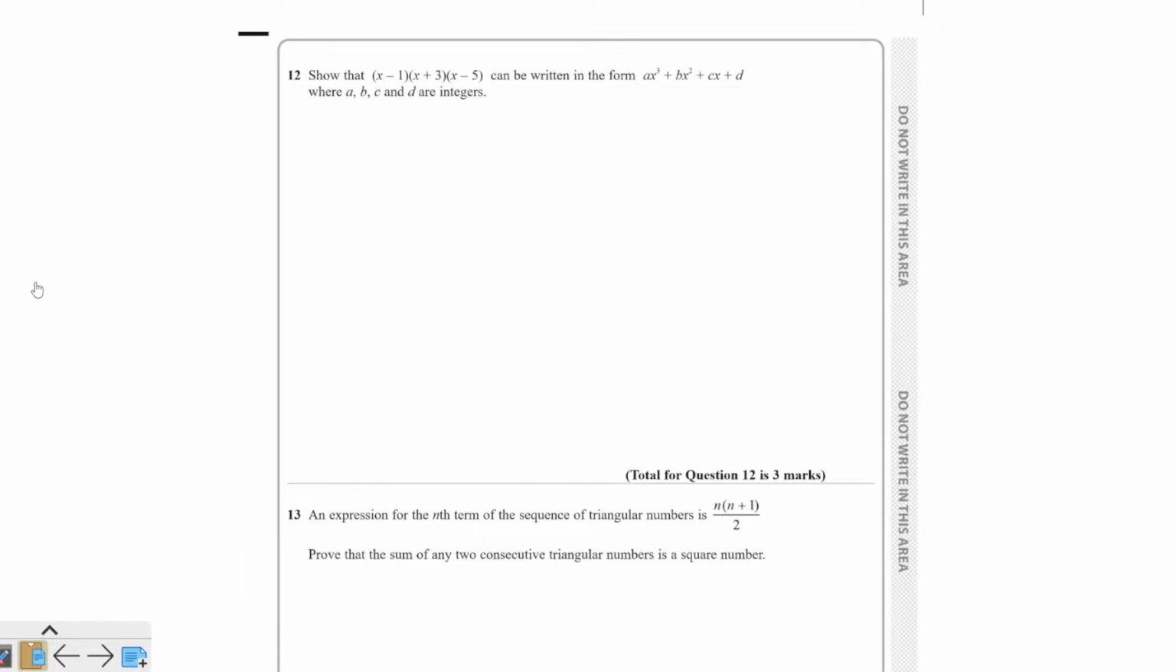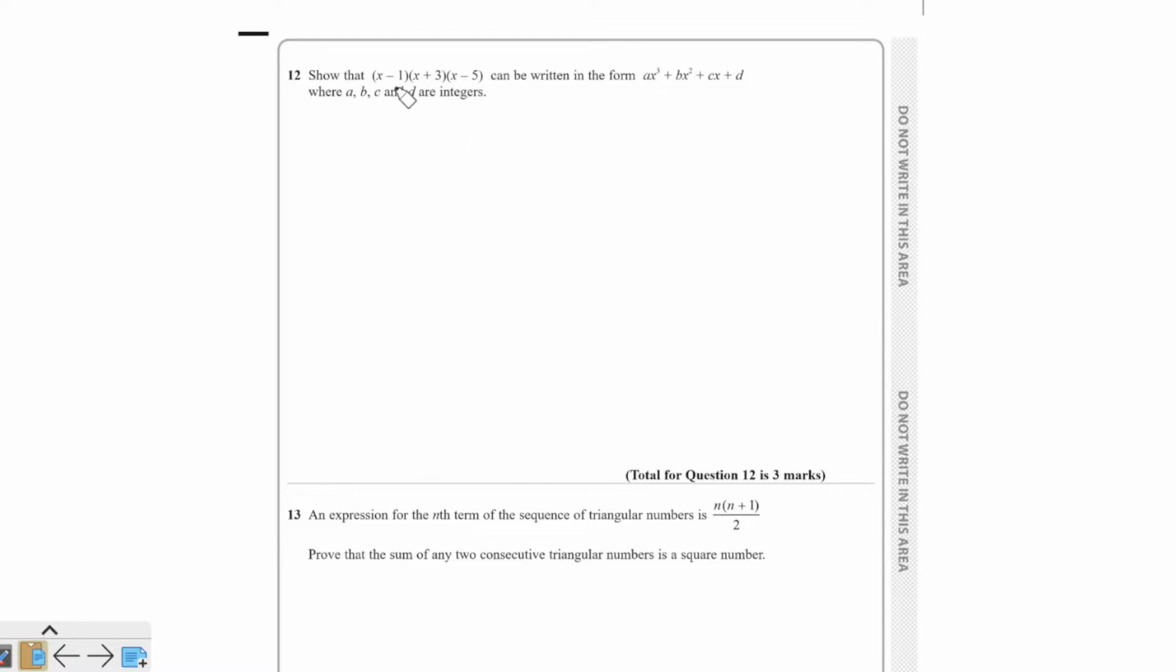Okay, question 12. This is a nice one. We've just got expanding brackets. So show that x minus 1 multiplied by x plus 3 multiplied by x minus 5 can be written in the form ax cubed plus bx squared plus cx plus d, which is effectively a cubic expression, where a, b, c, and d are obviously integers.